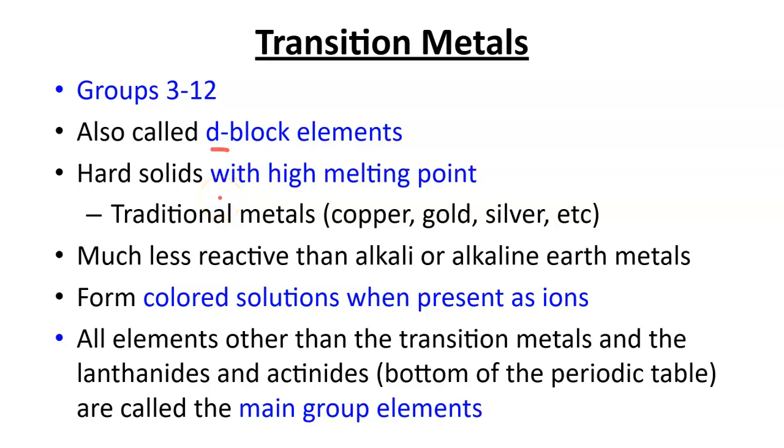When you think of a traditional metal, they're the hard solids with high melting points, things like copper, gold, and silver, which are all found in this area. They're much less reactive than the other metals, and when they form ions, we'll be talking about that soon as well, they form colored solutions like blue and green. Okay. All of these elements, other than that block at the bottom, those 2 rows at the very bottom, are called the main group elements.